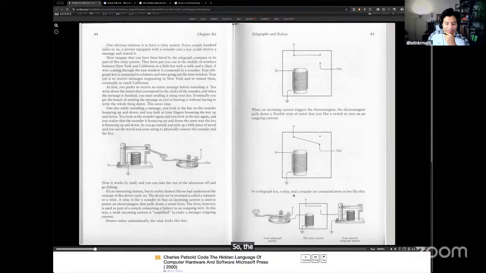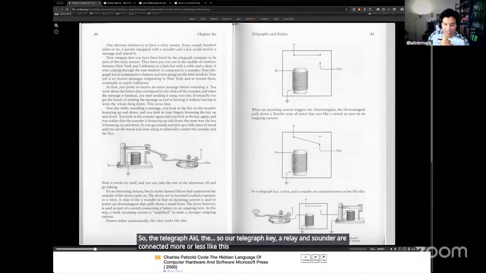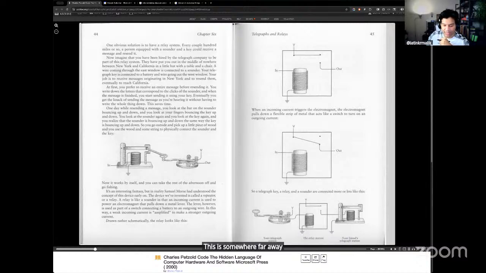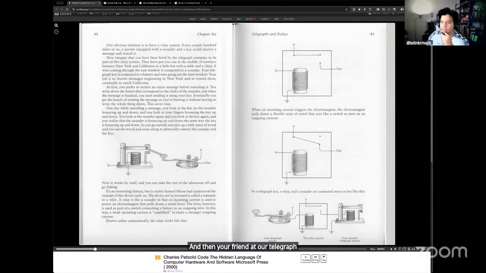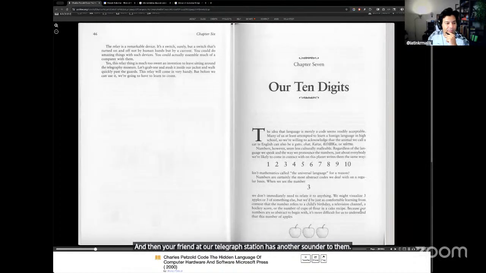So a telegraph key, a relay, and a sounder are connected more or less like this. Your telegraph station is somewhere far away, and in the middle there is a relay station, which is an electromagnet that is completing the circuit and replaying the same signal, and then your friend at a telegraph station has another sounder. So the relay is a remarkable device.